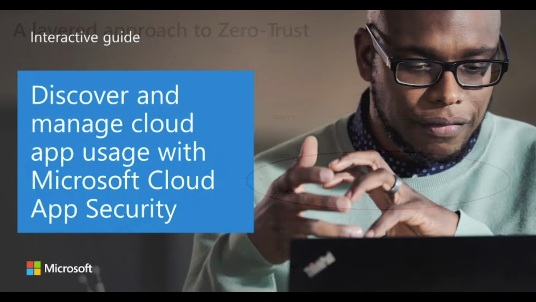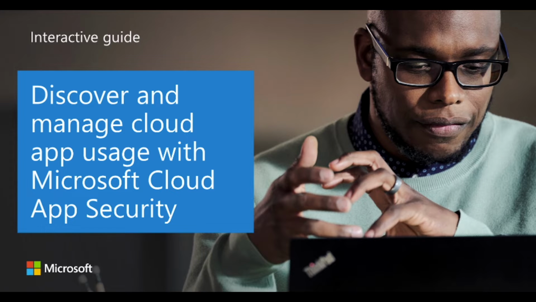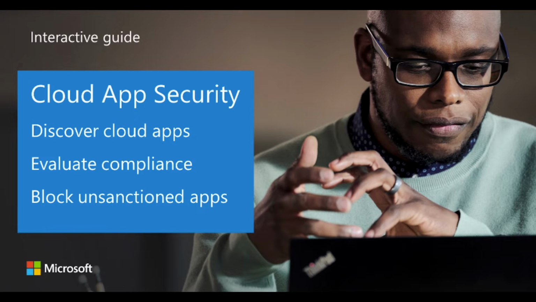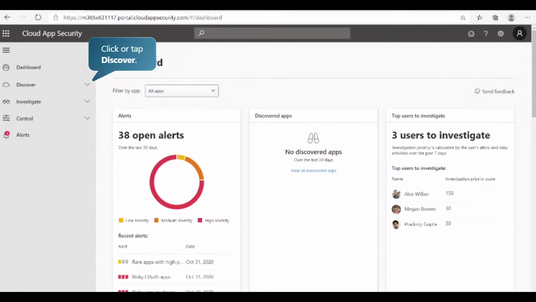And in this video, you will learn how to discover and manage cloud app users with Microsoft's Cloud App Security. You will see how to discover cloud apps and services in your organization, evaluate compliance with your organization's standards, and block user access to unsanctioned apps. As part of Cloud App Security, Cloud Discovery identifies current cloud apps, provides risk assessments and ongoing analytics, and lets you control app use with lifecycle management capabilities.